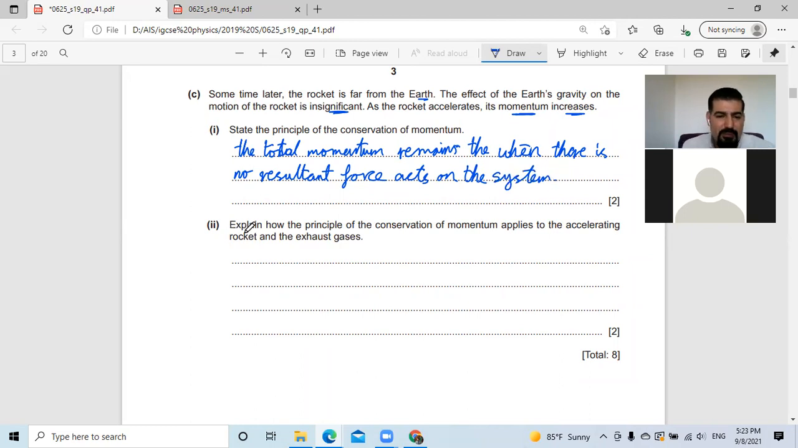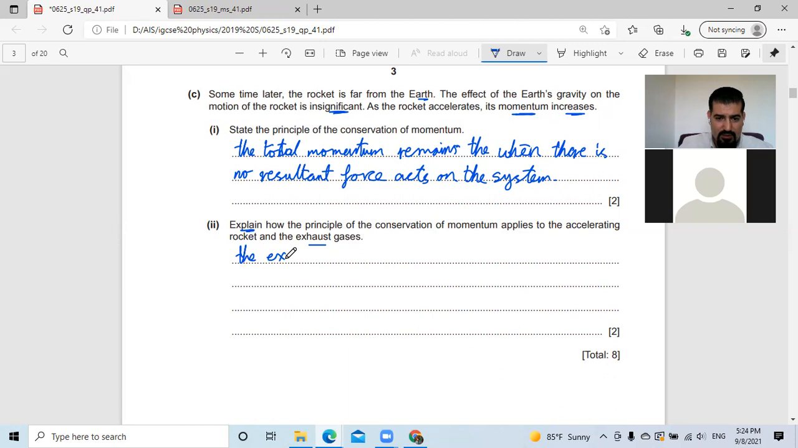Next, explain how the principle of conservation of momentum applies to the rocket being accelerated by exhaust gas. Now we know that as the gas is exhausted backwards or downwards, it loses momentum. This momentum lost by the gas is equal to the momentum gained by the rocket. So that means there is impulse and force on the rocket that causes it to accelerate.